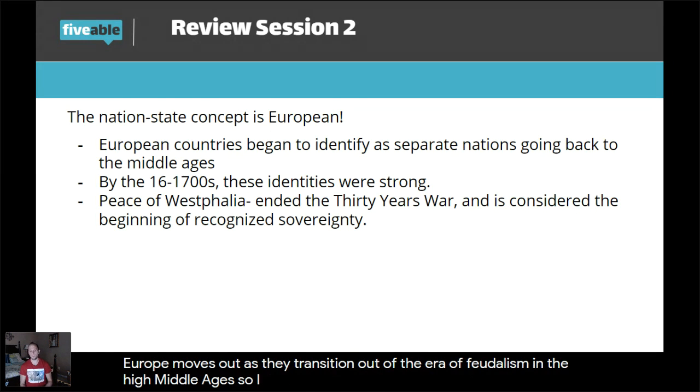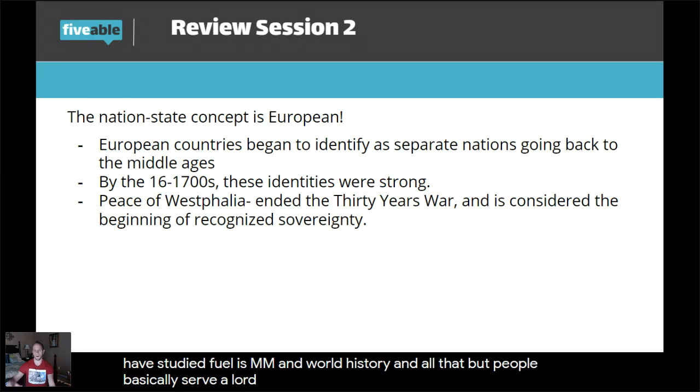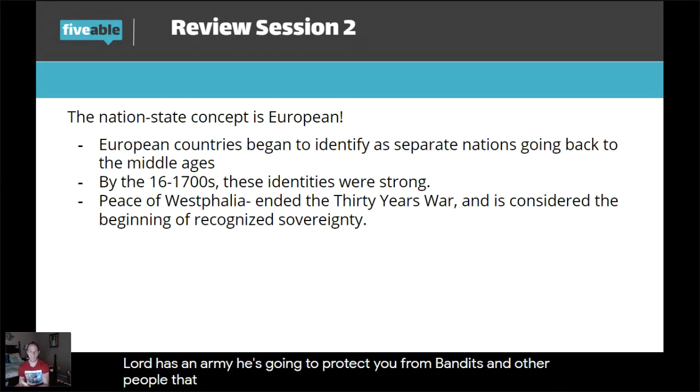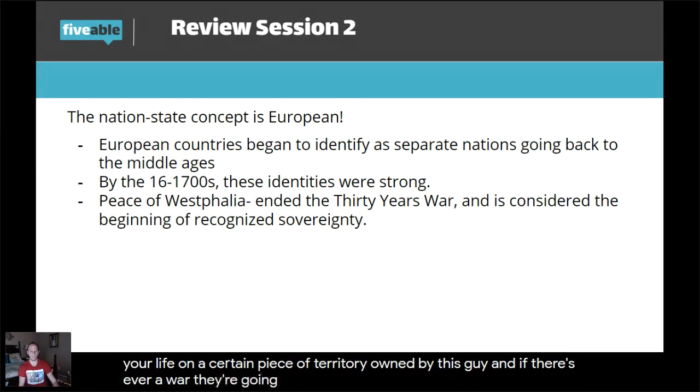I don't know if you guys have studied feudalism in world history, but people basically served a lord, and the feudal contract was centered on this: the lord has an army, and he's going to protect you from bandits and other people that want to kill you. In return, you do a bunch of work and live your life on a certain piece of territory owned by this guy. And if there's ever war, they're going to call in the lesser nobility and their armies, and they're going to fight against their enemies.